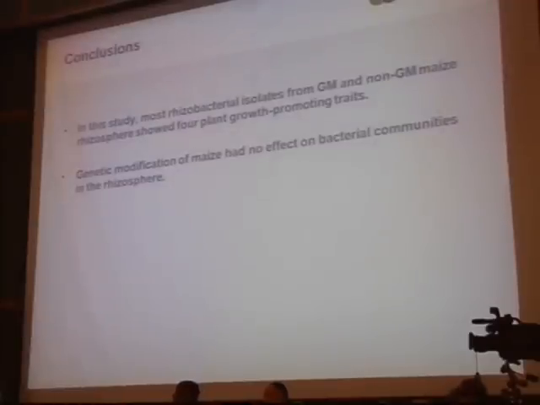Now, I've tried to wrap it up briefly, but in final conclusion, what we found is that most rhizosphere isolates from the GM and non-GM maize rhizosphere both showed plant growth promoting traits, which is our interest. Then, looking at it at the molecular level, genetic modification of maize, so far as we have seen, had no effect on the bacterial community in the rhizosphere.